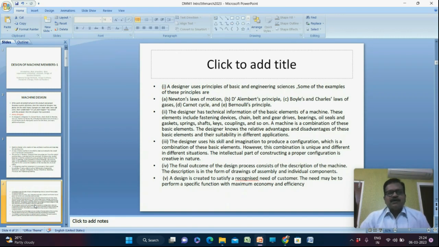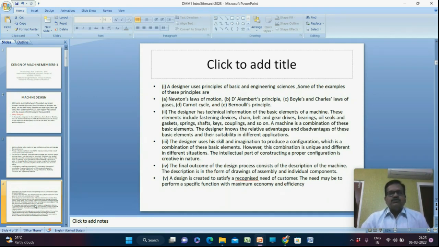The designer has technical information of the basic elements of a machine. These elements include fastening devices, chains, belts and gear drives, bearings, oil seals, gaskets, springs, shafts, keys, couplings, so on and so forth. A machine is a combination of these basic elements. The designer should know the relative advantages and disadvantages of these basic elements and their suitability in different applications.